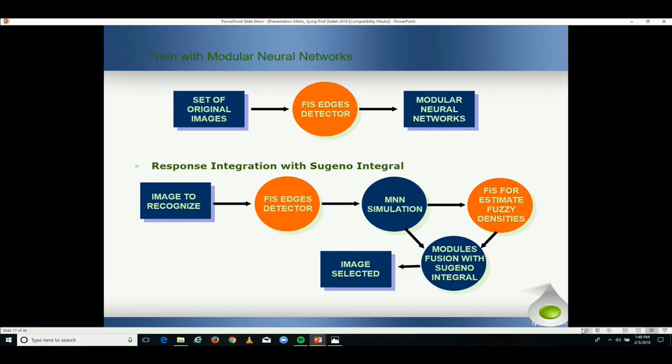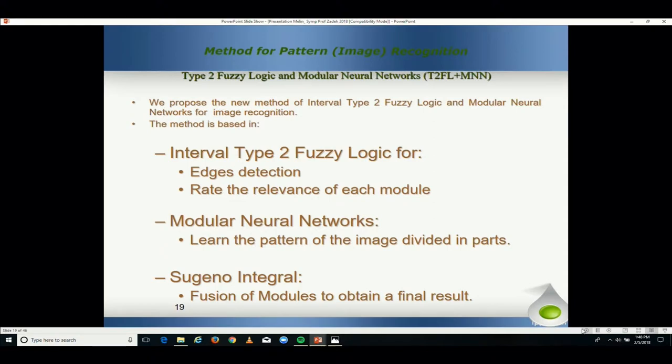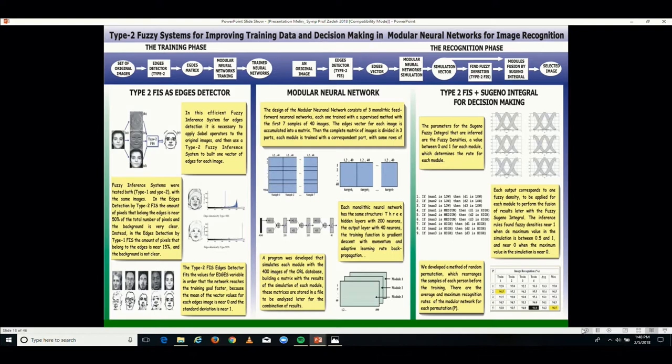First, this is, sorry, this is the great wall for a Type-2 fuzzy inference system as edge detector, to select the important form and have at the end the image for giving this image to the system that will be the recognition system. Here we extract the information as only edge detector and then put it in the modular neural networks for the recognition phases, and then with a Type-2 fuzzy inference system and pseudo integral for decision making for information and give the final recognition. That's a summary of all the work that we have done in this area.